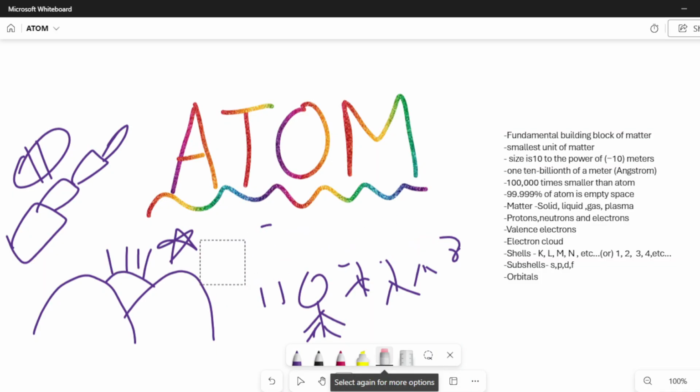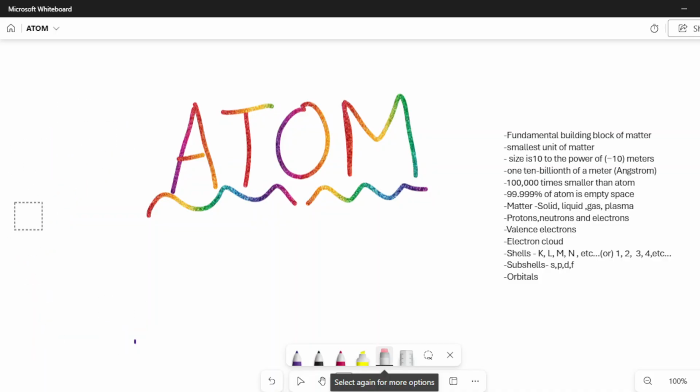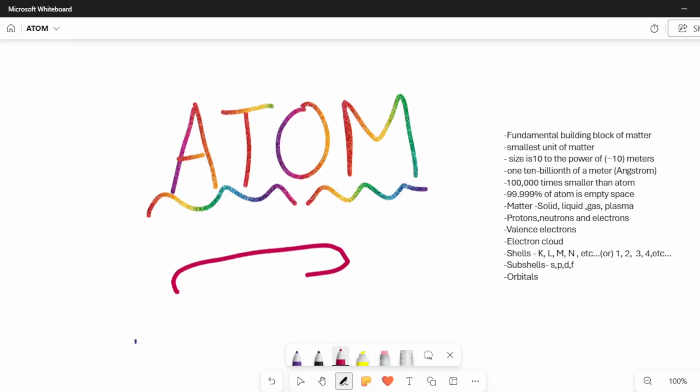If this is the first time you are hearing about this word atom, no problem. You will know about this atom by the end of this session. At least you'll have an idea what an atom is. So, to understand atom, we have to try to dissect any of the matter. It could be solid, liquid, or gas.